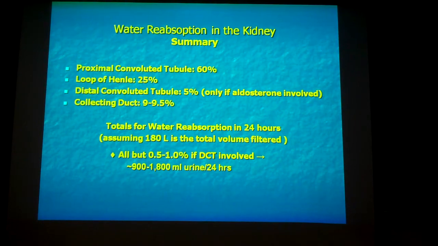Back to our example. Let's say that in our example we're filtering 180 liters in 24 hours. Of that 180 liters or 180,000 milliliters, we recover all but a half to 1% of that total filtrate. So this makes our urine volume for 24 hours to be somewhere in this range, doesn't it? You see how efficient the kidneys are.